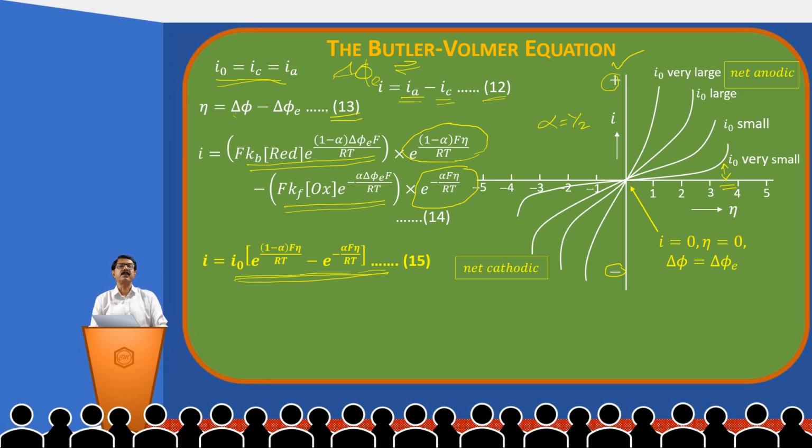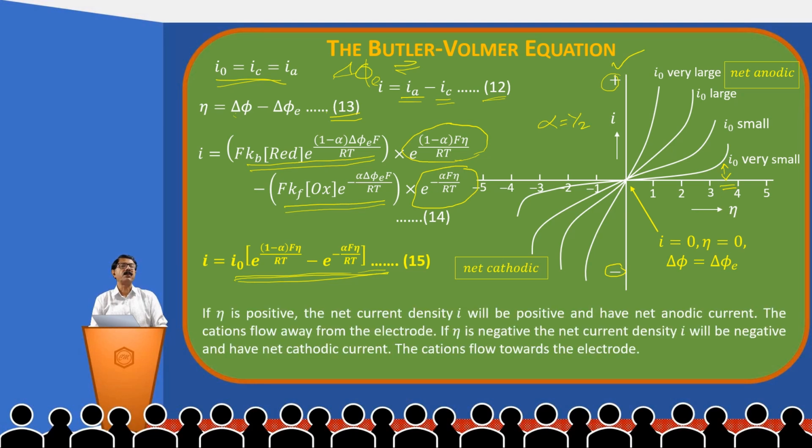If eta is positive, the net current density I will be positive and we have a net anodic current. Then the cations flow away from the electrode. On the other hand, if eta is negative, the net current density I will be negative, and we have a net cathodic current. The cations flow towards the electrode. At the midpoint, I is equal to 0, eta is equal to 0, and delta phi is equal to delta phi E.